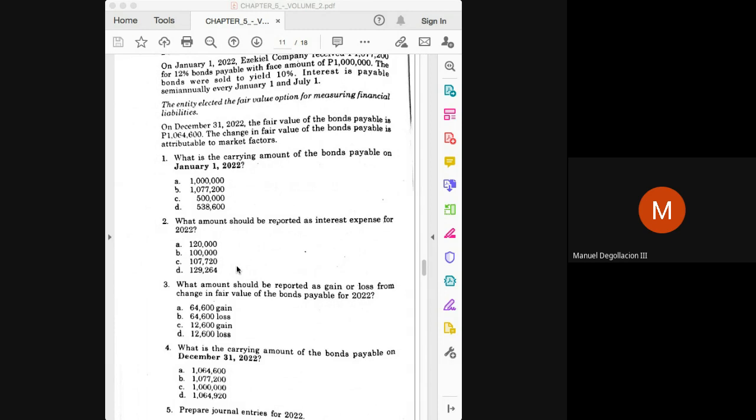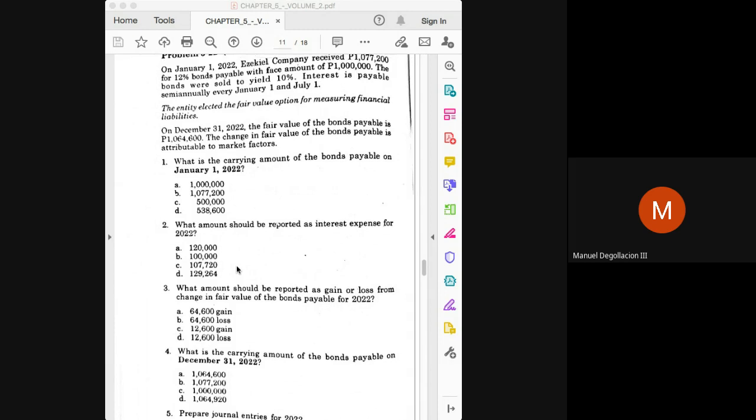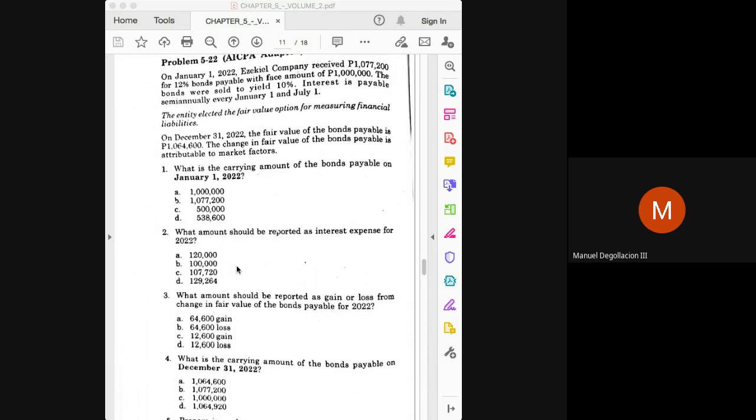What is the carrying amount of the bonds payable on January 1, 2022? Answer here is simply the price as of that date, which is 1,077,200. Second question, what amount should be reported as interest expense? Again, interest expense under the fair value option would simply be your stated rate multiplied with the face amount. Since the stated rate is 12% and the face amount is 1 million, you will have 120,000 as your interest expense.